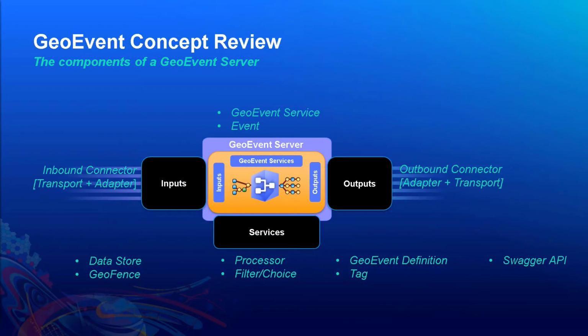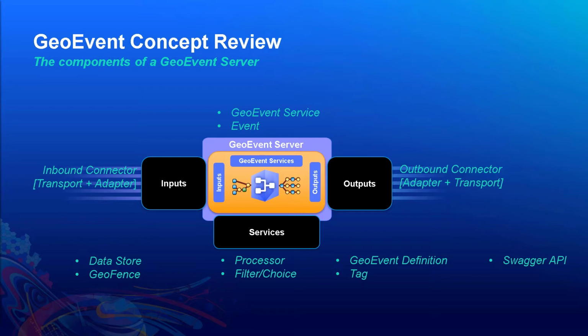This slide summarizes the main concepts behind GeoEvent Server. I'm going to give a high-level overview here, and we'll go into a bit more detail in certain areas later in the presentation. First off, we have adapters and transports which, when combined, define a connector. A connector represents a type of input or output that users can create to ingest or disseminate data.